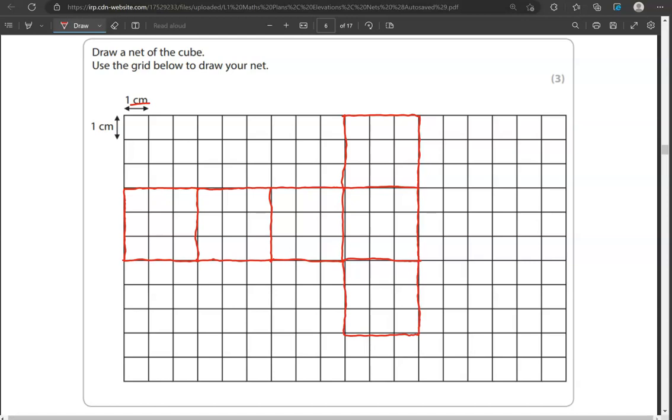But I could do these 2 flaps anywhere, really, as long as they lined up with the squares in the middle, with the faces in the middle. So, for example, I could do this right here. And I could change this one and do it here, for example. As long as they're not both on the same side, at the top or at the bottom, because then they would overlap when folded.